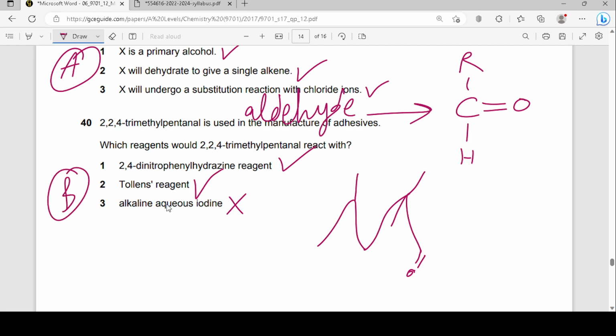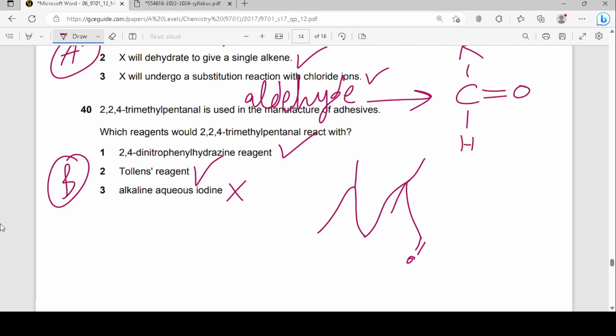Okay, that's it. So yeah, alkaline aqueous iodine does not give a positive test with this thing, and so B is the answer. And yeah, we are done with the paper.